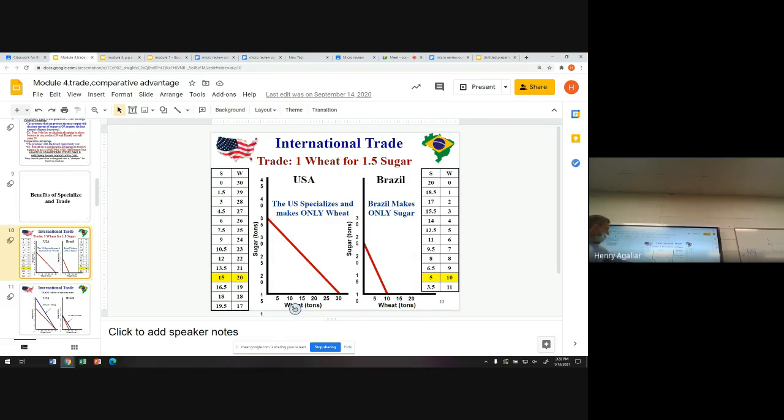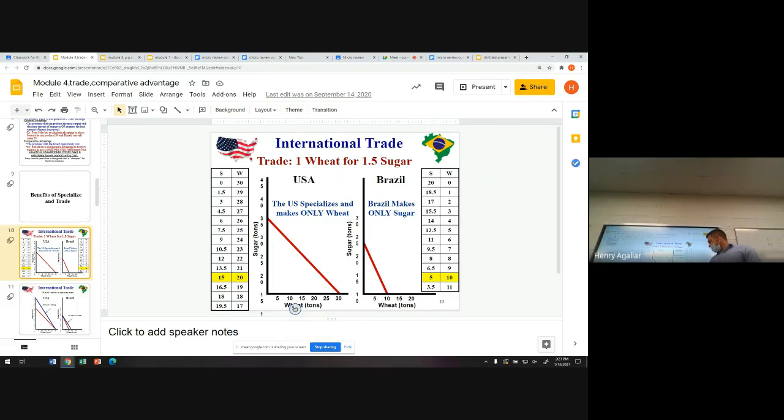And who has the absolute advantage here in sugar? Which country? USA. USA can make 35 tons of sugar. They can make what? Explain how that's absolute advantage. They can make more sugar with the same resources. You need that part of the definition. More sugar with the same resources. Brazil can only do 25.